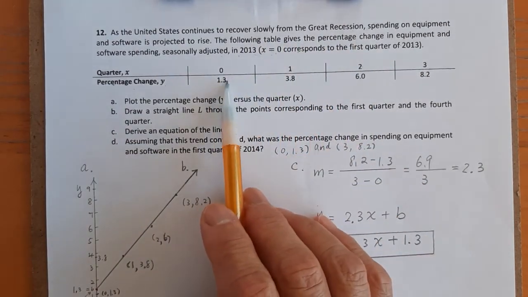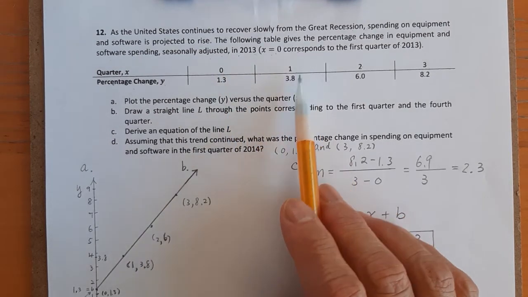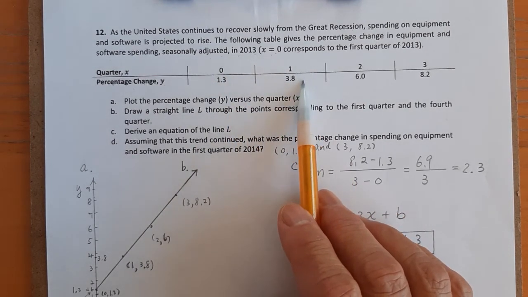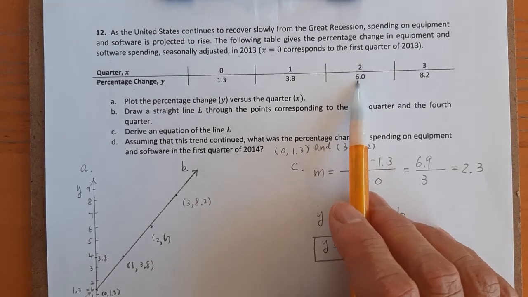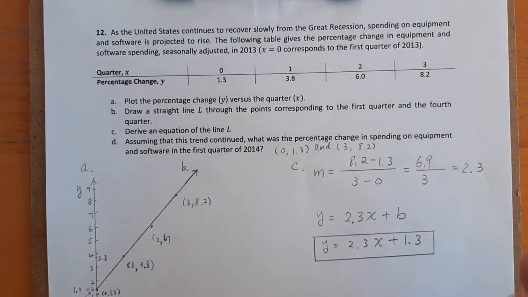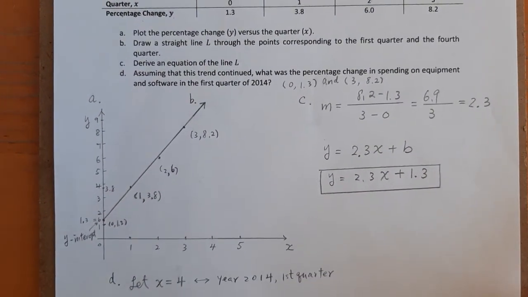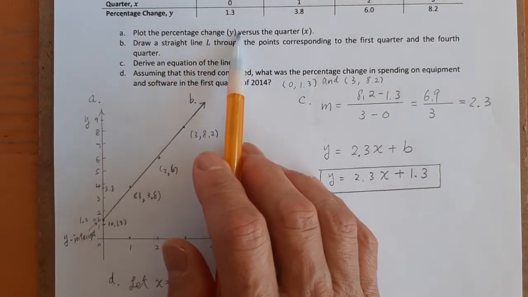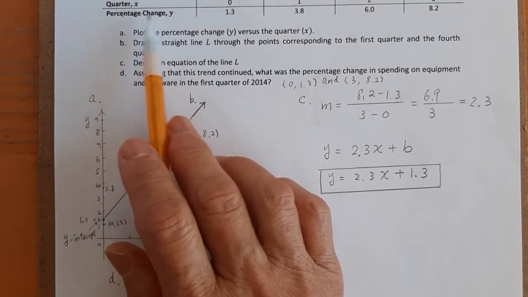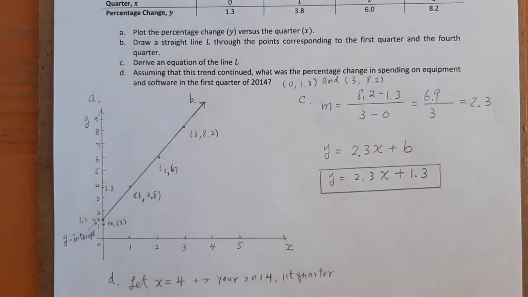The first quarter is 1.3%, the second quarter is 3.8% change, the third quarter is 6% change, and the fourth quarter is 8.2% change. Our question asks you to draw the graph. Plot the percentage change Y versus the quarter X.